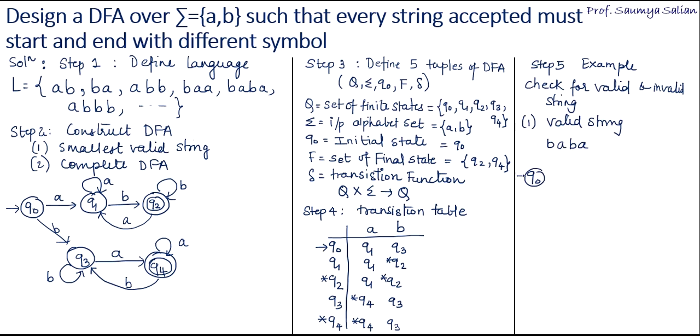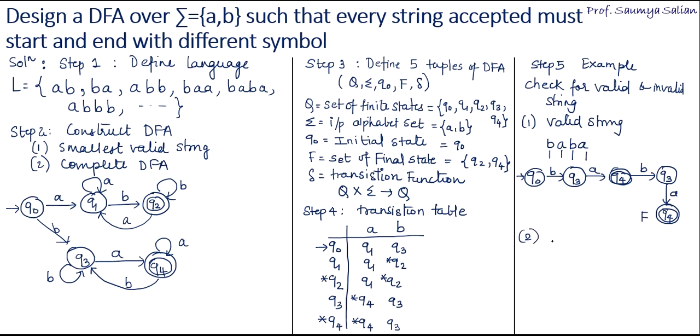So let's check from state Q0. Q0 on input B goes to Q3. Next input is A. Q3 on input A goes to Q4. Next input is B. Q4 on input B goes to Q3. Okay, here Q4 is final. Right? Next input is an A. Q3 on A goes to state Q4, which is final. So at the end, we are reaching the final state and the string is valid, so our DFA is correct. It is working for a valid string.